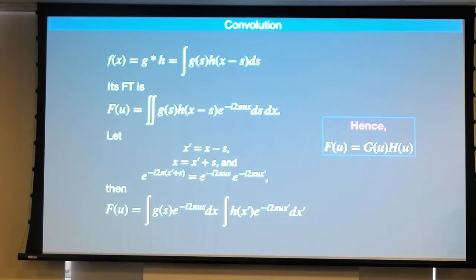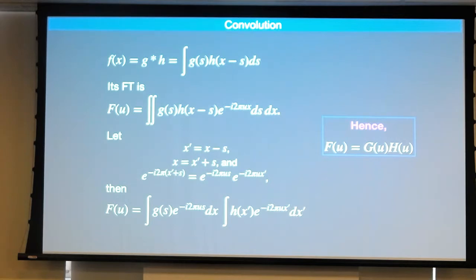So it turns out that f of x is going to be an integral of g of s times h of x minus s. And here's how convolution works. In this case, the convolution is going to be a smooth version of that. So we can say this might be our object, this might be a point spread function, and this is the result after we've gone through this point spread function.